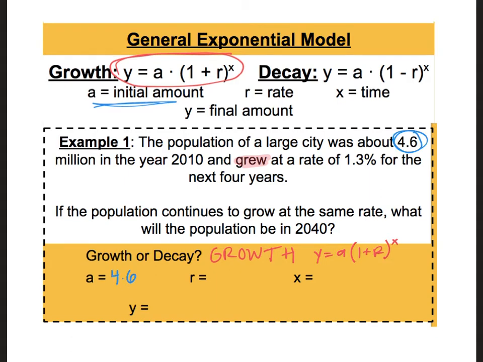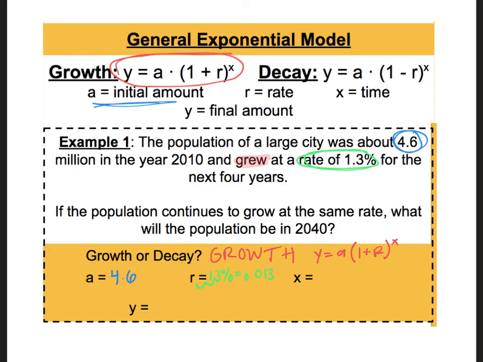From here, we have to figure out r, which again is the rate that it's growing. It says it grows at a rate of 1.3%. So r is going to be 1.3%, but we don't really want a percent, we want a decimal. So I'm going to go ahead and move that decimal 2 places, and we're going to have 0.013. Again, move your decimal to the left 2 to figure out what your percentage is.